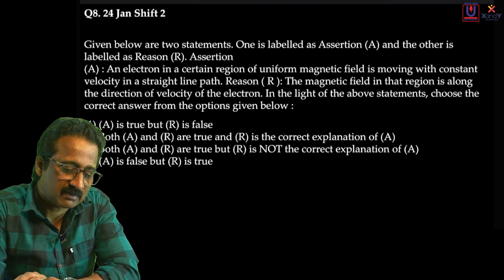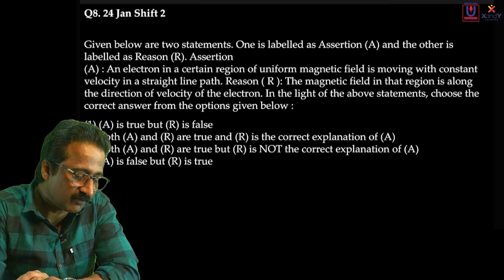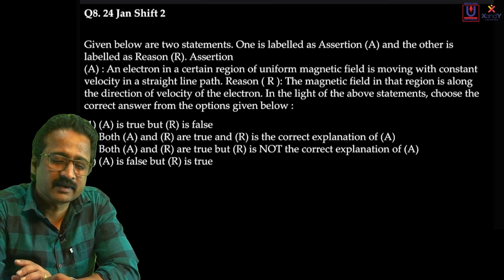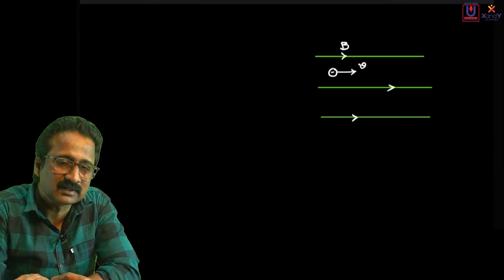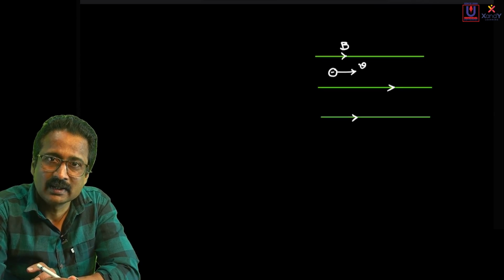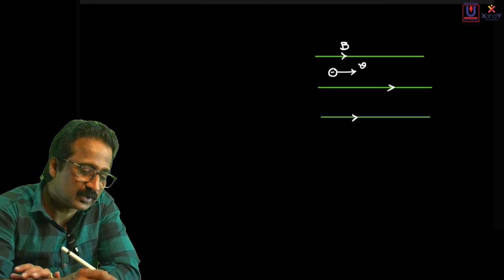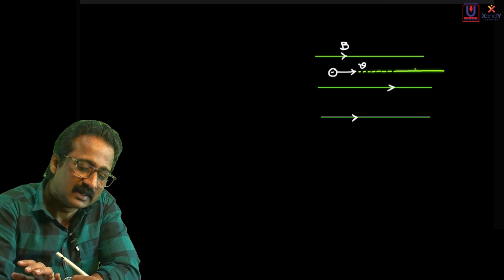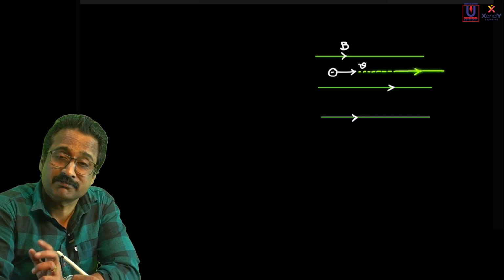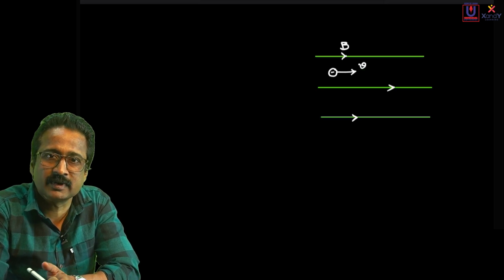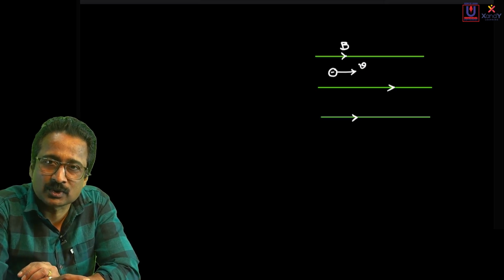Now second statement, the magnetic field in the region is along the direction of velocity of the electron. Magnetic field in the region is along the direction of velocity of a charged particle or electron. That's also correct. That is why the particle doesn't experience any magnetic Lorentz force here, because the magnetic field is either parallel or anti-parallel. They say it is parallel to velocity. Yes, if it is parallel to velocity, it can happen. So statement number 2 is also correct.